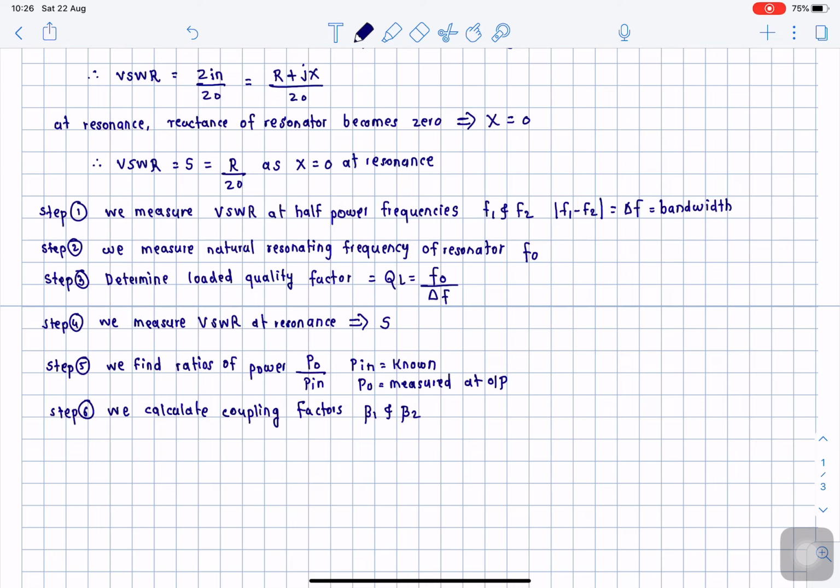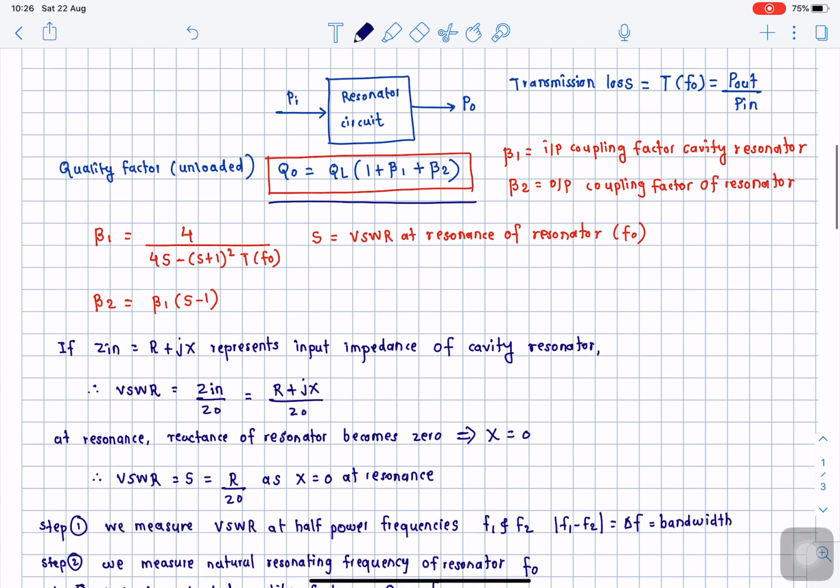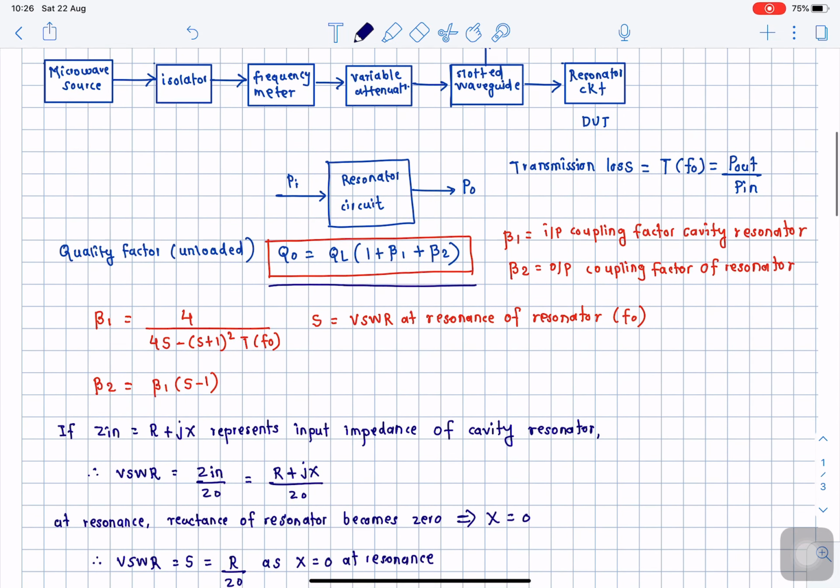Now please remember that the measurement procedure of the quality factor for a given resonator circuit is a lengthy procedure. First of all, we need to know the exact amount of input power with which the resonator is excited, and then we make a suitable arrangement to measure the output power.